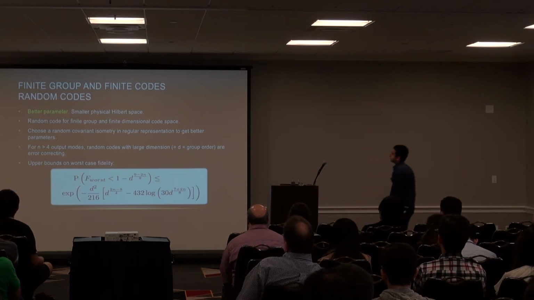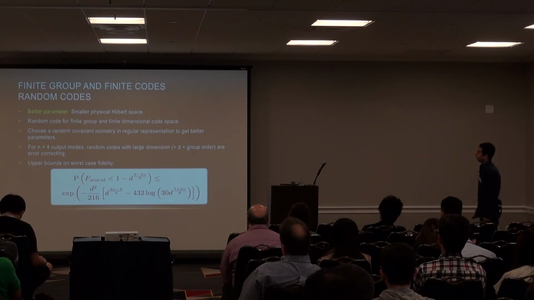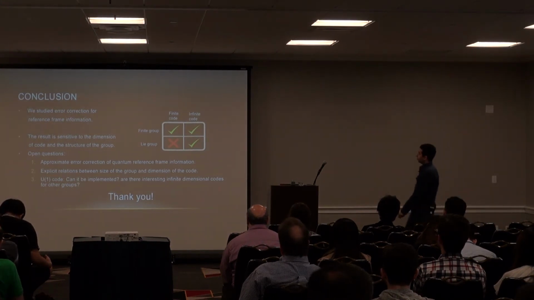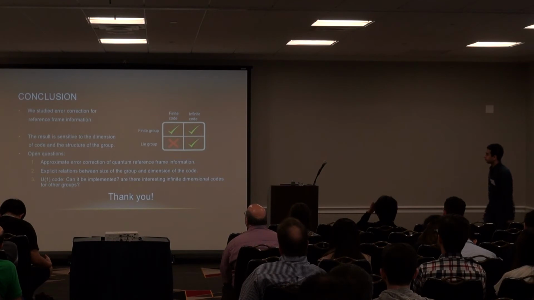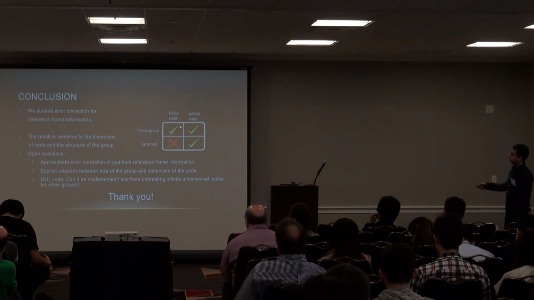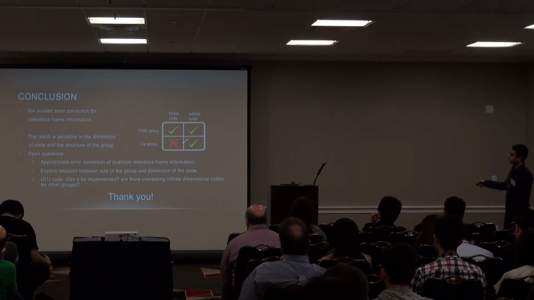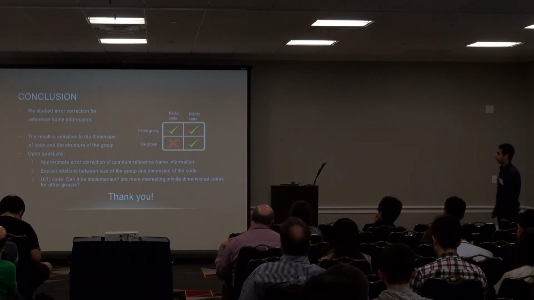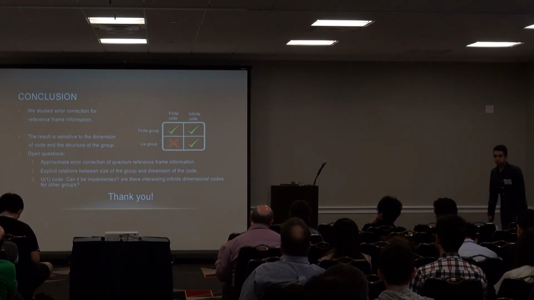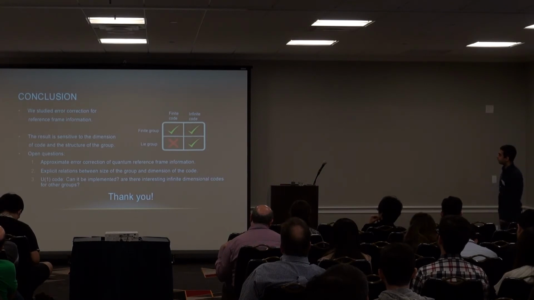And so with this, I go to my conclusion. What we did here is we studied the quantum error correction of reference frame information, and we divided this problem into 3 cases. We showed that if the group is a Lie group and we have a finite code, the reference frame error correction is not possible to be done perfectly. So this was a no-go theorem. Then we studied the case of the finite code and the finite group, and we showed that it's possible.